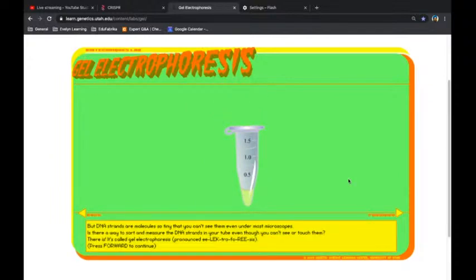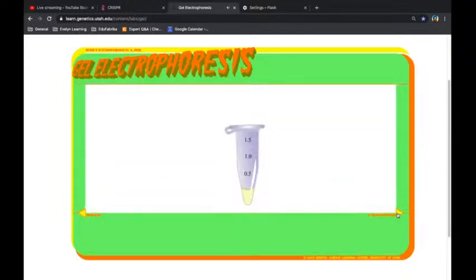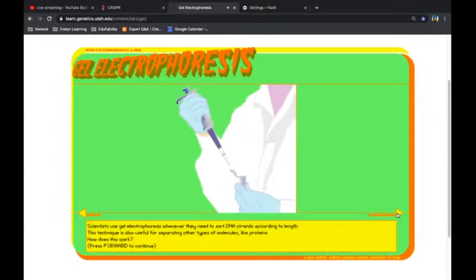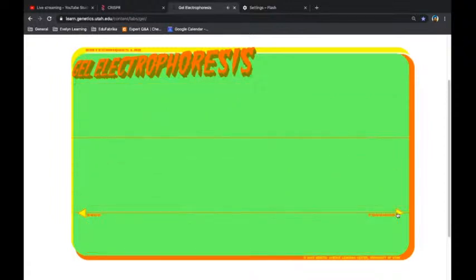To check them, we have this technique called gel electrophoresis, because checking the size of DNA is quite difficult by the naked eye, and a microscope would be very difficult too. That's why we do gel electrophoresis, to check the DNA size using molecular markers, how much size the DNA is. So let's start. That was some introduction.